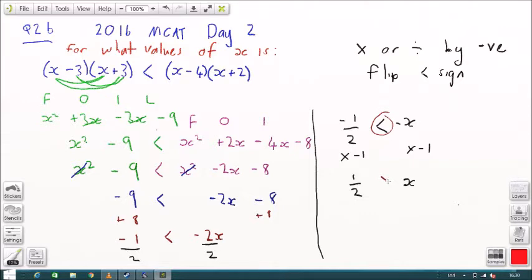And don't forget, we have to flip, because we multiply by a negative number, we have to flip that inequality sign, and that's going to leave you with x is less than a half, or less than 0.5, or as a fraction like we got here would be just fine.